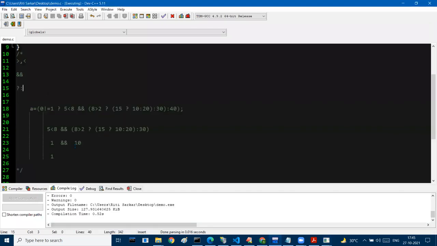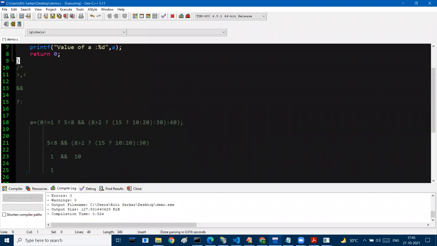One is not going to come, because what we have done here is we are only giving the priority to the operator, that is the conditional operator. No, sir. Logical AND and greater than, both of them, you have to give the priority. They also should be brought into the picture, not only the conditional operator.